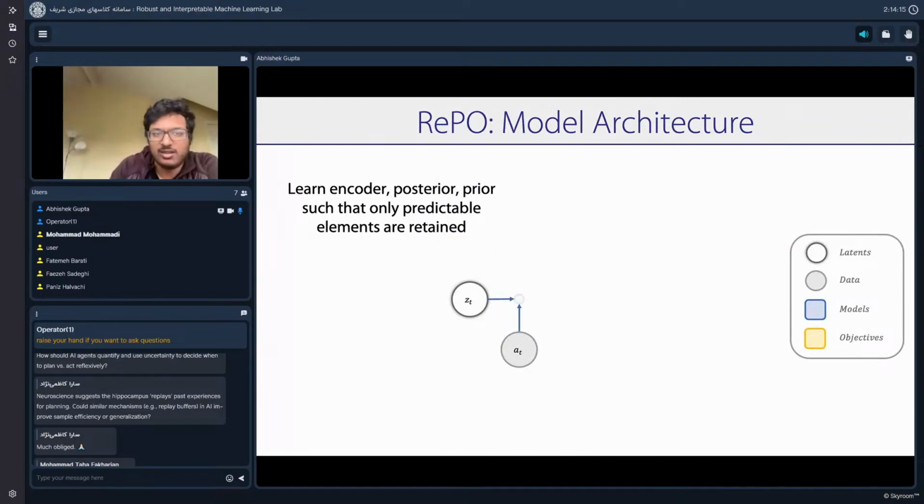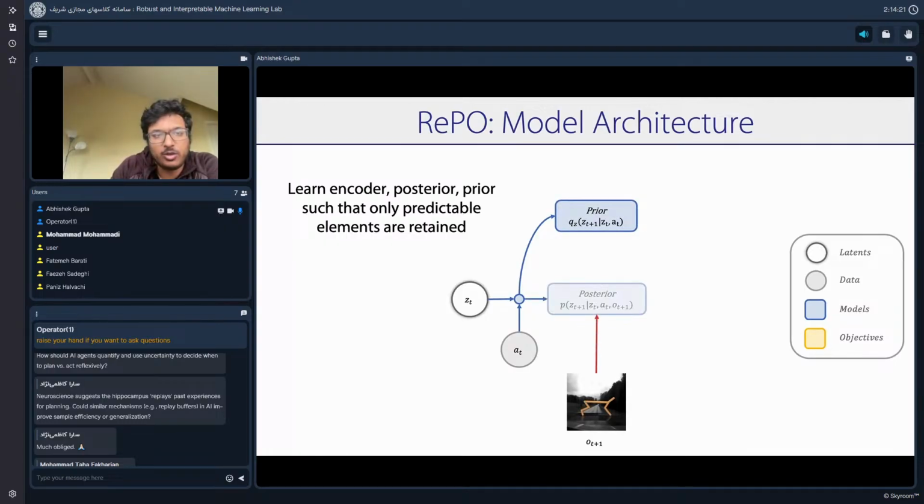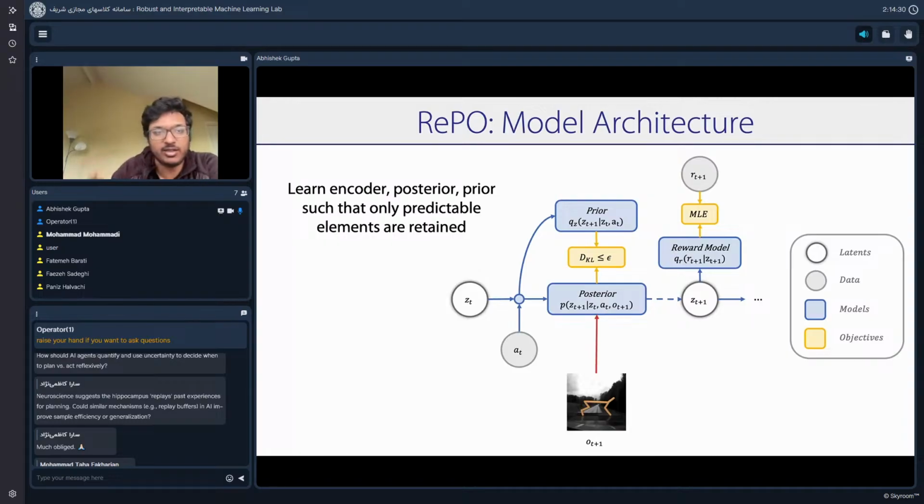And so the eventual learning process looks something like this. You have a latent, which learns a prior. You have a prior and a posterior. You kind of try to make those as similar as possible to each other. And then you have a reward model that goes from the latent and tries to predict reward. So you try to combine two objectives: learn a latent that is predictive of your reward, so learn the things that matter for decision making. And secondly, only predict the predictable, right?